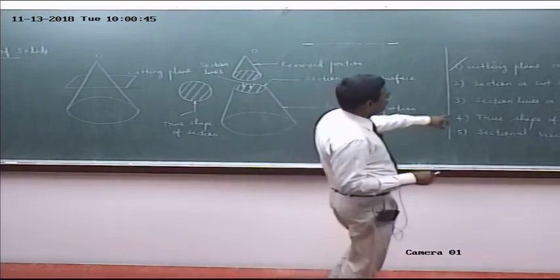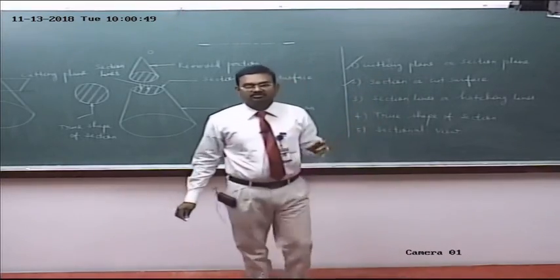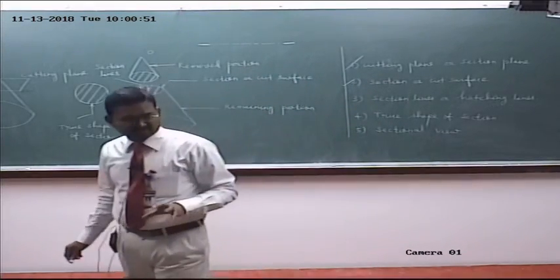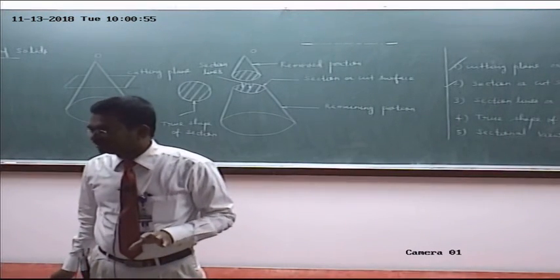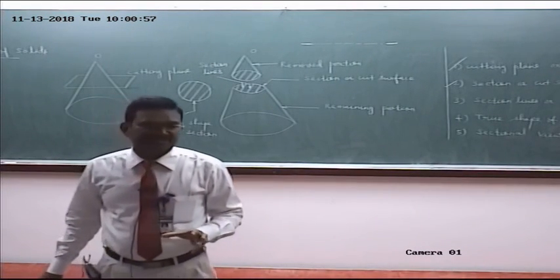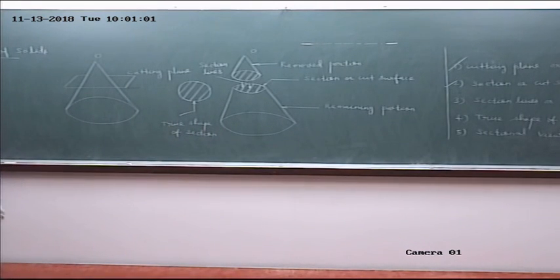What do you mean by section lines? Did you get some idea about section? So section or cut surface is nothing but a surface which is obtained by cutting an object by the cutting plane. How to represent the section or cut surface? It is identified by using section lines or hatching lines.